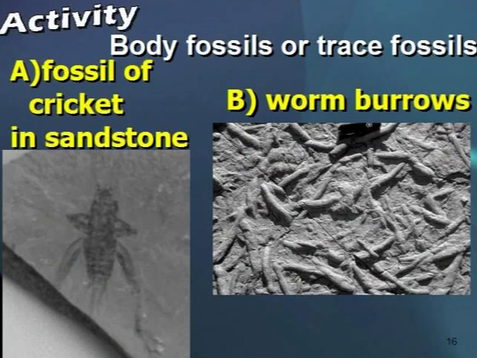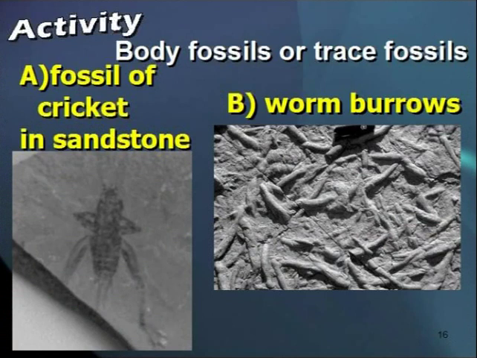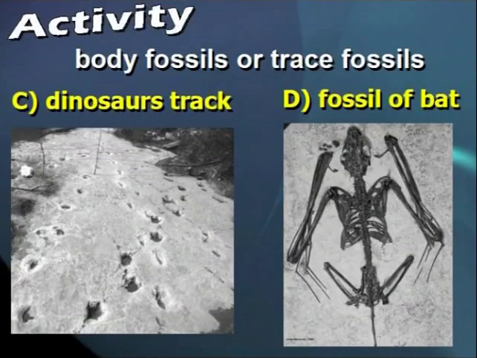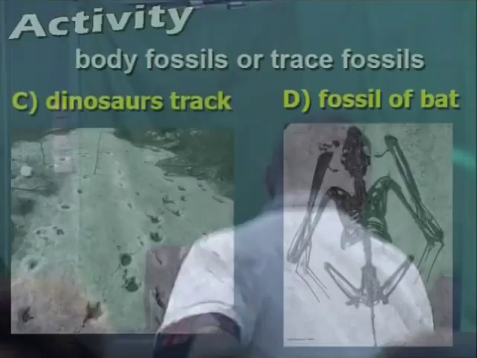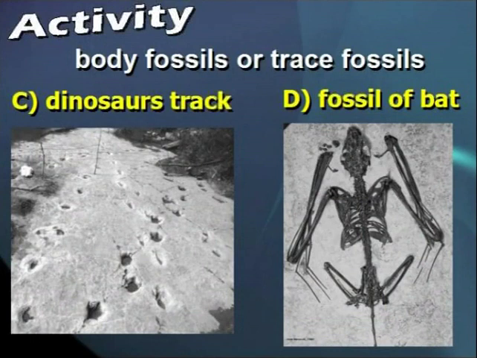Samuel, letter B. Trace. Good. Trace fossil. Kalen, it's not body, but trace. Kalen, letter C, and we'll have one girl. Thank you. That girl in that group, thanks. Letter C. Trace fossil. Good. That picture shows the track of dinosaurs that lived a long time ago.